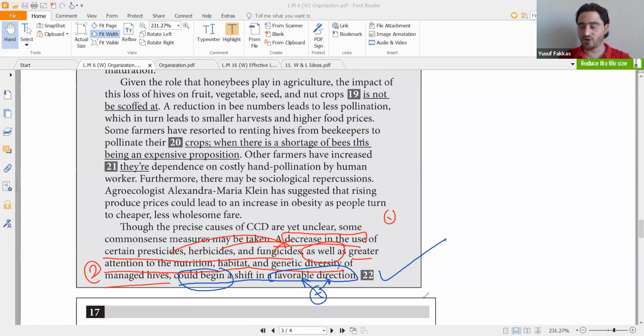So the answer is A, no change. Why did I choose this option? Because again, all I focused on from the question is telling me I need a sentence that tells me about the future of efforts of fighting this disease. What are the efforts? Decrease the use of these things and pay greater attention to the other things. Okay, where is the future? It could begin a shift in a favorable direction. That's the sentence that gives me what the keywords are asking me to choose. So it's the right answer, no change.